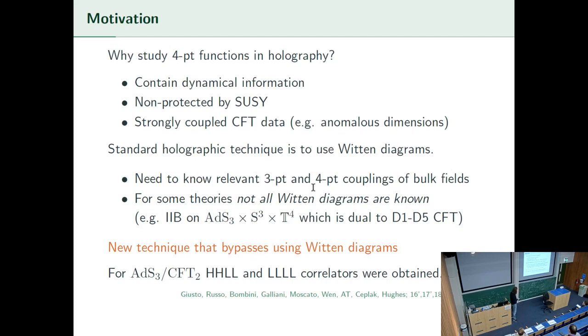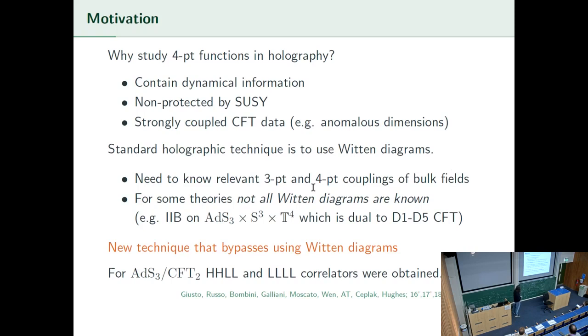And such a particular example includes the 2B theory compactified on AdS3 times S3 times T4, which is dual to the famous D1-D5 CFT. And this theory is particularly important because it's related to the microstates of black holes. But I'm not going to talk about this in this presentation. And therefore, it's important to develop some alternative techniques that bypass the use of Witten diagrams.